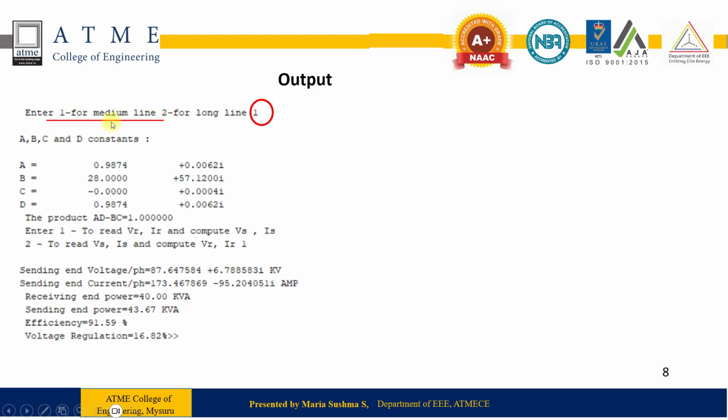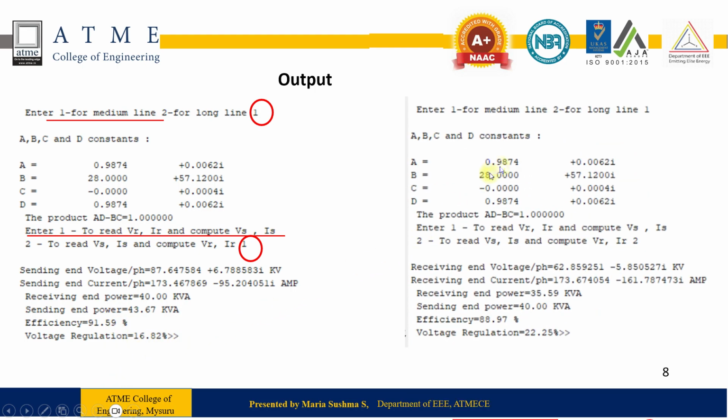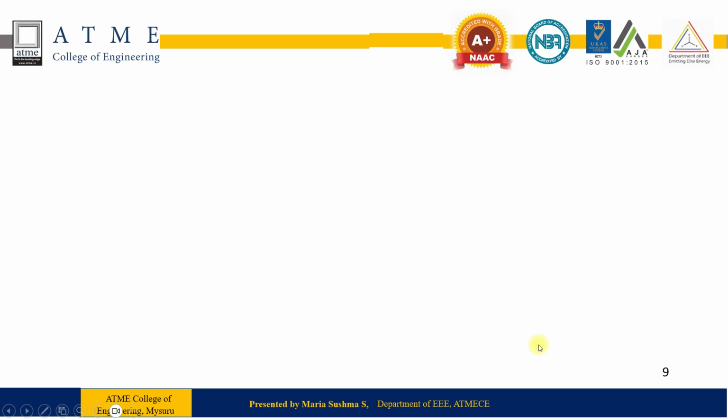So case 1, medium transmission line, displaying of ABCD parameters. Under this we are choosing option 1, read VRIR, compute VSIS, and the expected result is this: efficiency is 91.51, voltage regulation is 16.82. Again we are going with case 1, the same medium transmission line, and here we are going with option 2 to read VSIS and compute VRIR. For this case, the efficiency is 88.97%, voltage regulation is 22.25%.